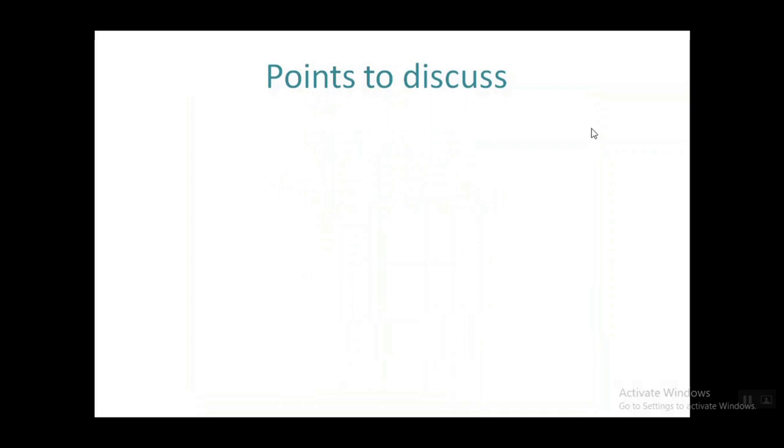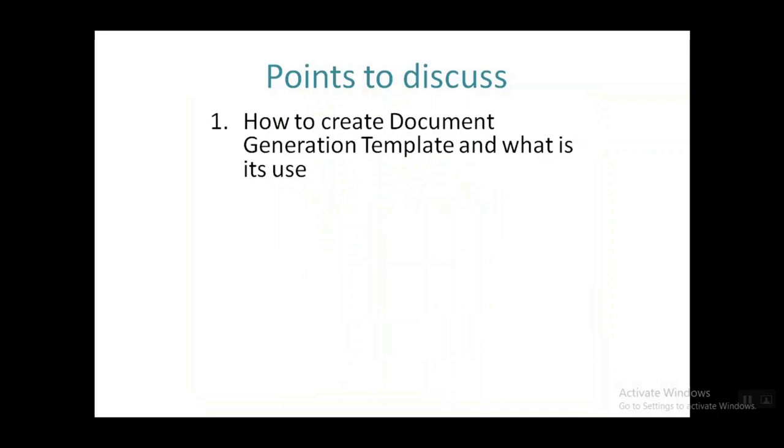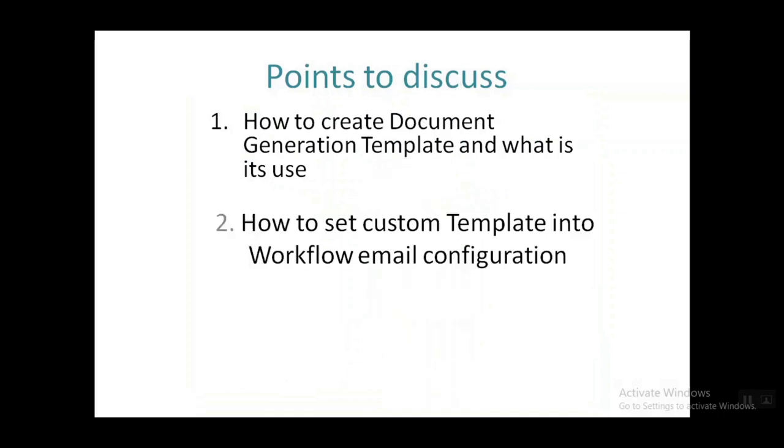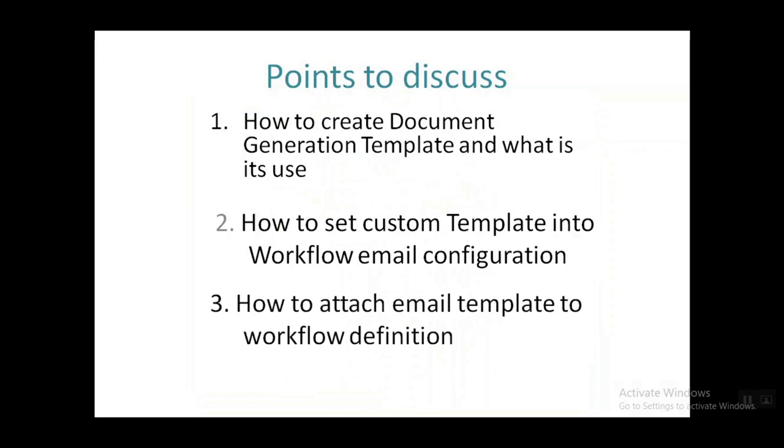So the points to discuss here: first we'll see in the system how to create a document generation template and what its use is in SuccessFactors. Then we'll check how to set the custom template into workflow email configuration. Then the third step will be how to attach the email template to a workflow definition. Here email template means the custom email template which we are going to configure.